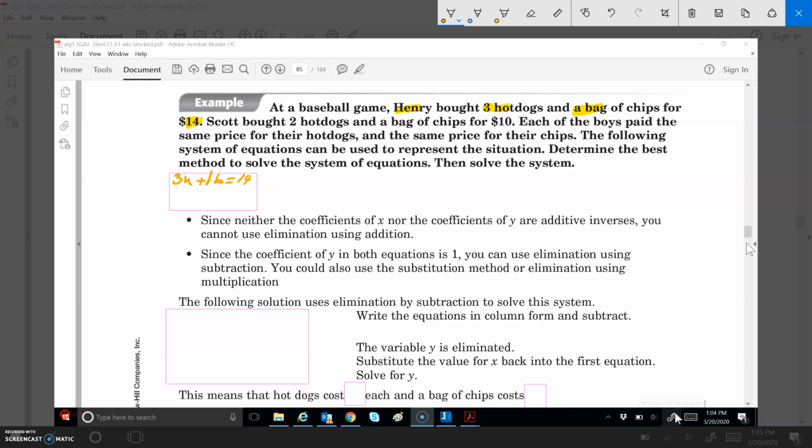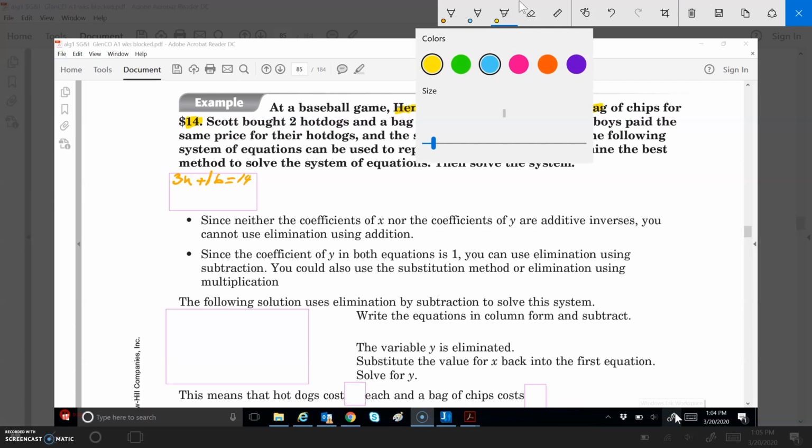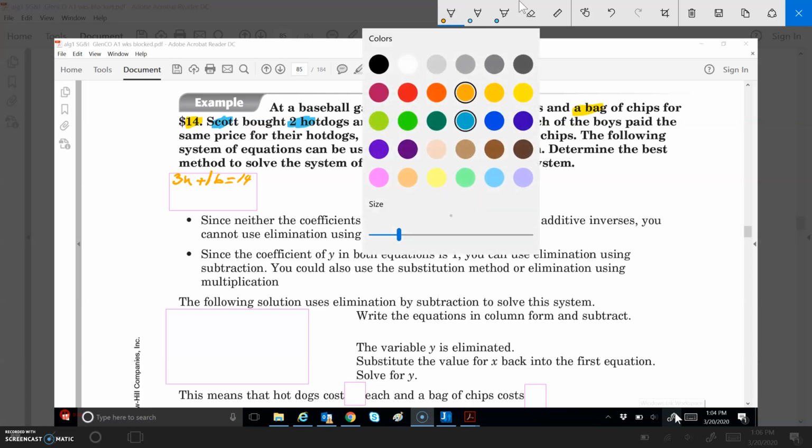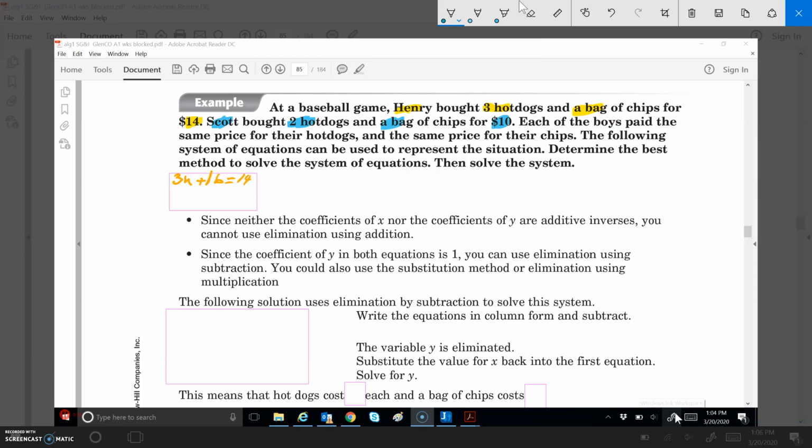Alright. Now let's look at Scotty. We got Scott, 2 hot dogs, a bag of chips, and $10. So 2 hot dogs, 2H this time. A bag of chips, so 1 bag again. And this time we have $10.